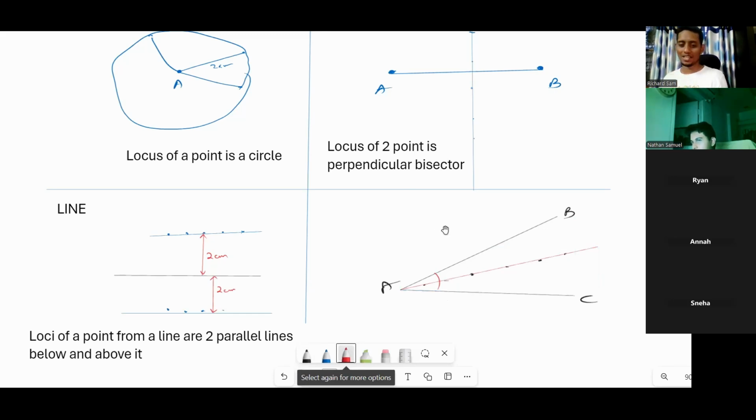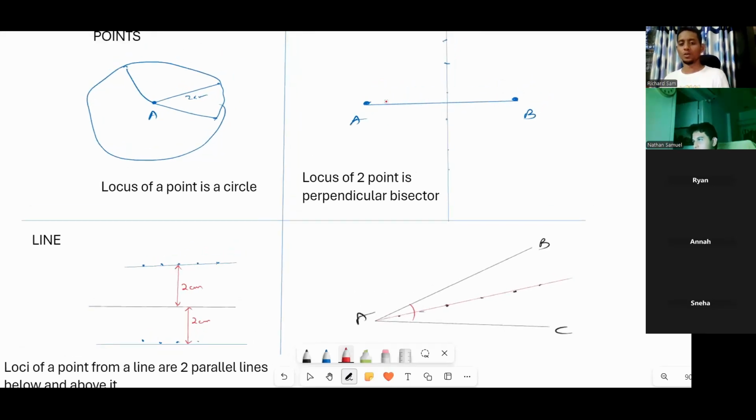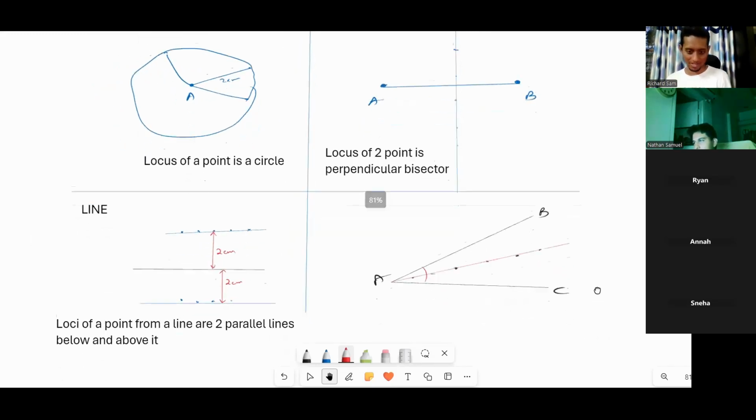Is that clear? Now, the two most common ones that you'll be using are these two. Loci of 2 points and loci of 2 lines. Loci of 2 points is a perpendicular bisector. Loci of 2 lines is angle bisector. You just have to remember these two. These two are the most commonly asked questions, okay?